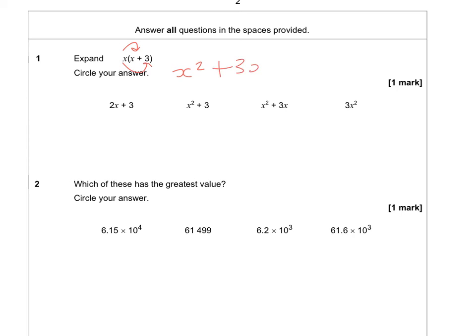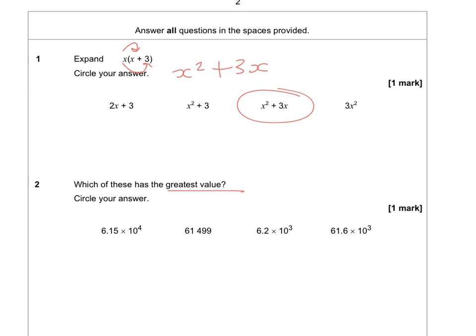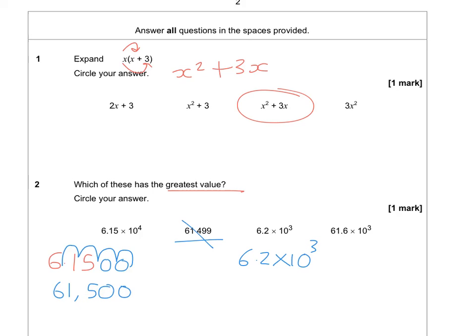Question 2, which of these has the greatest value? If we work each of them out, 6.15 times 10 to the power 4 is 61,500. This number here is 61,499, so it's smaller. This number here, 6.2 times 10 to the power 3, is 6,200, so rule that one out as well.